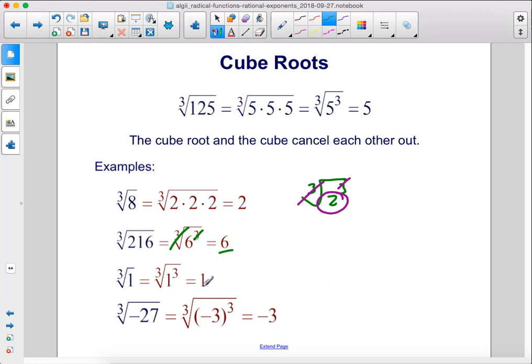The cube root of 1 is just 1, because 1 cubed cancels out with that, leaving us with 1. And negative 27 can be rewritten as negative 3 cubed. The cube cancels with the cube root, leaving us with negative 3. This is all right to do because since this is an odd number, we can have negative signs in there.